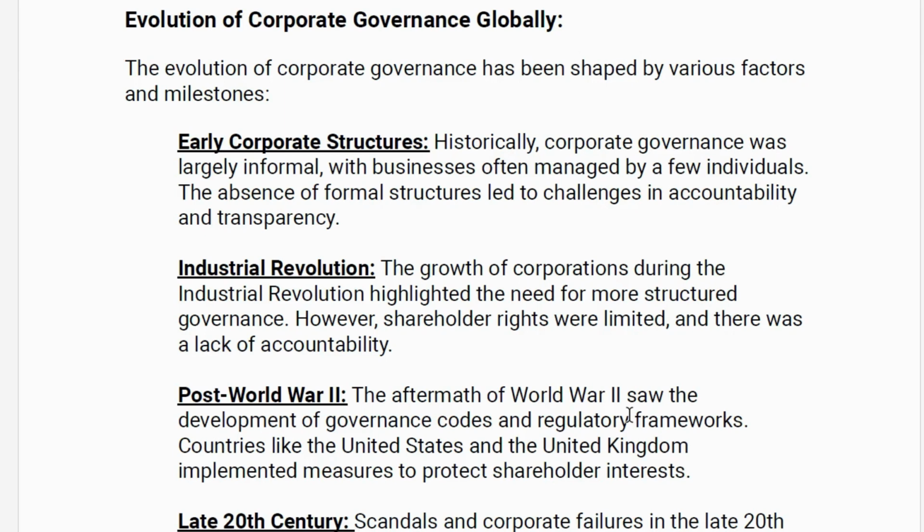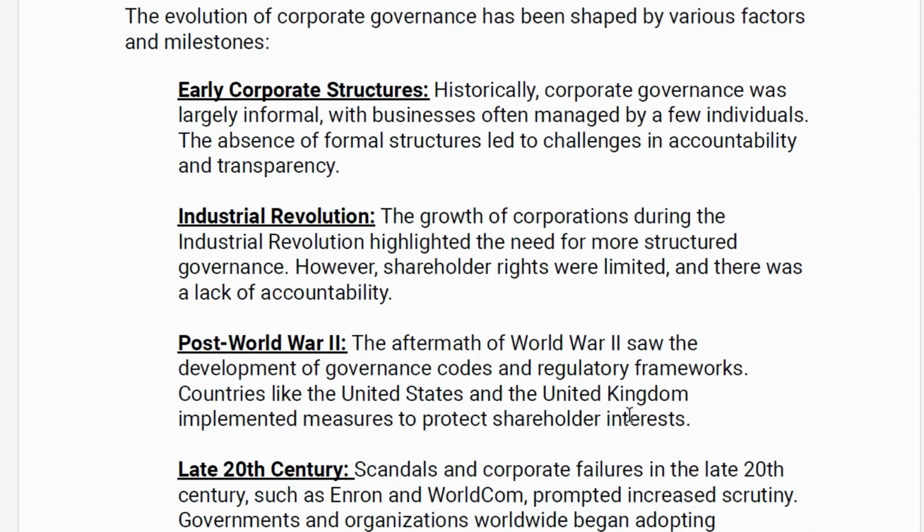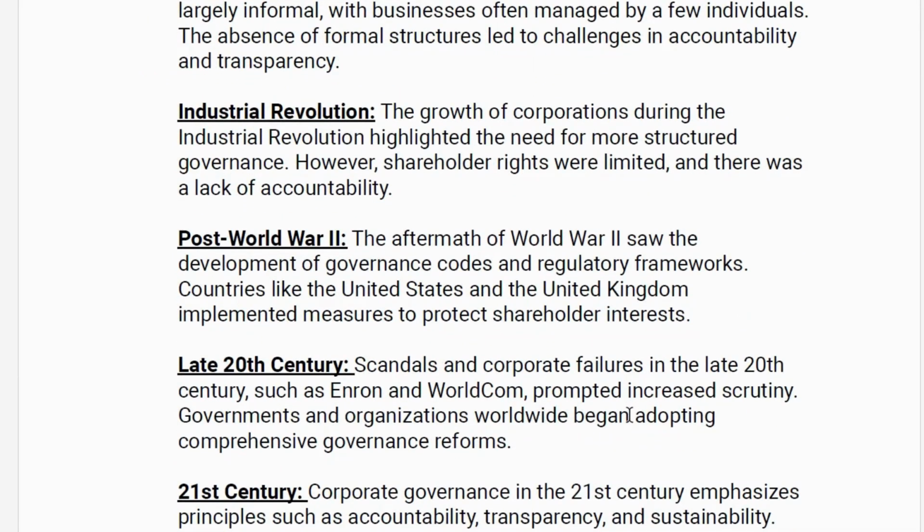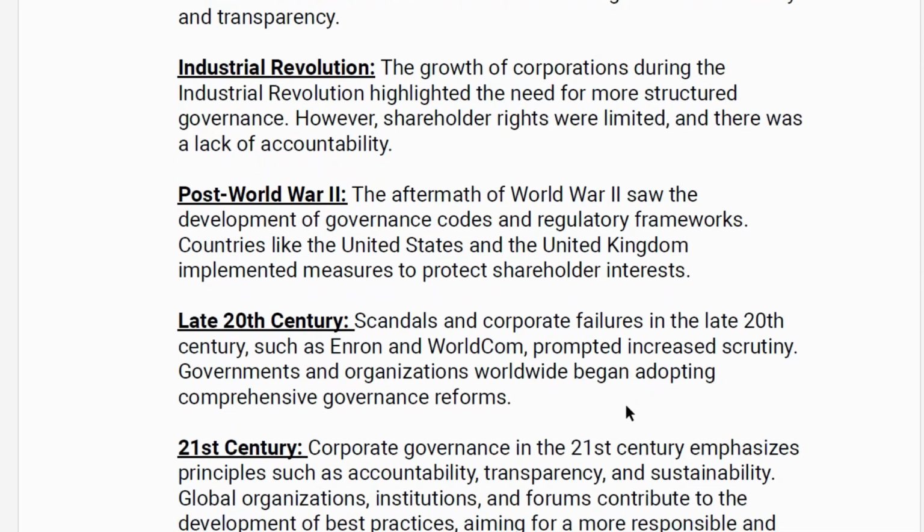And then during the Industrial Revolution, the growth of various corporations highlighted the need for more structured governance. Shareholders' rights, however, were limited, and there was a lack of accountability also. Then comes the post World War II period, which saw the development of governance codes and regulatory frameworks. Countries like the US and UK implemented measures to protect shareholder interest.